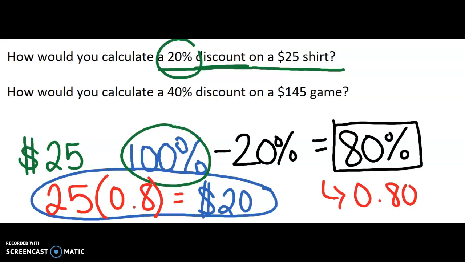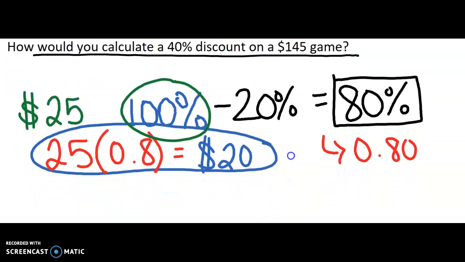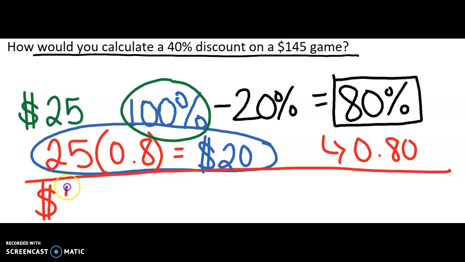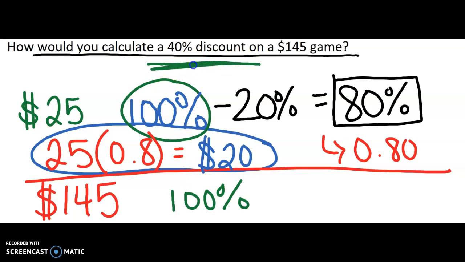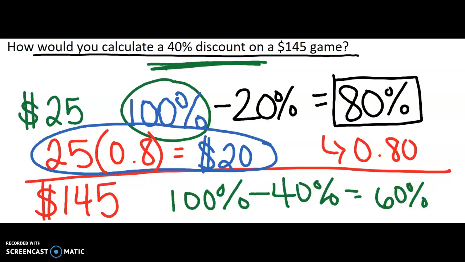So let's look at the next one. How would you calculate a discount of 40% on a game that's $145? So go ahead and try that one. Pause the video. Once you pause it, then continue the video so you can see how we do it. So let's do it. We have a $145 game, right? That's if you pay 100% of the price. But we're not paying 100% of the price because we're getting a 40% discount. So that means that it's going to go down 40%. How much are we actually paying of it? 60%. We're only going to pay 60% of that.